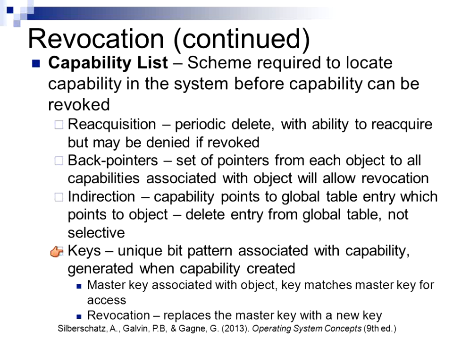And then finally, we can look at using keys. And again, a unique bit pattern is associated with the capability, and this is kind of combining what we talked about with capability lists and keys and locks, where we have a unique bit pattern with each capability. When the capability is created, the domain gets the key. The master key is associated with the object. We match the key for access, and to revoke that access, we just get rid of the master key, and then any domain that had a key that it was trying to match to that object would no longer match. Okay, so those are some different ways that we can revoke access to an object.